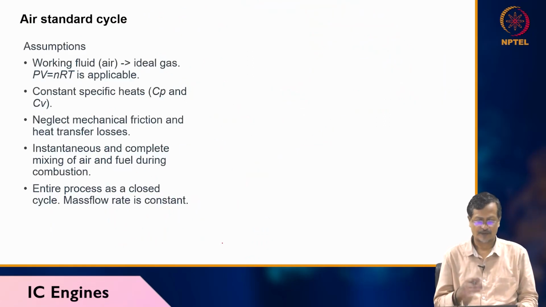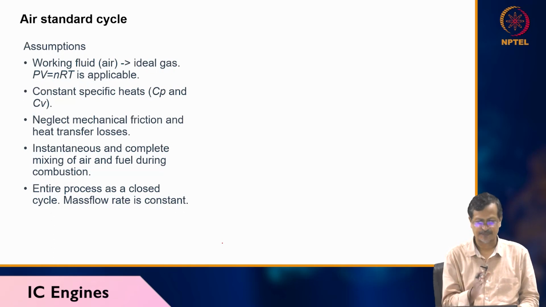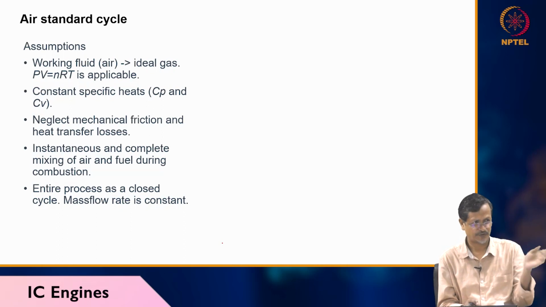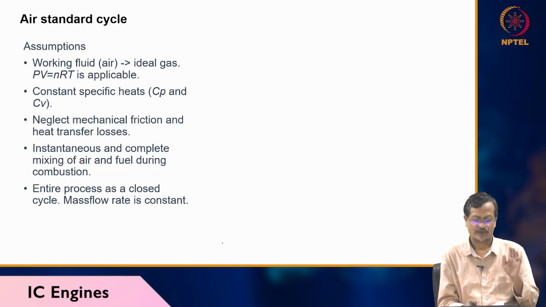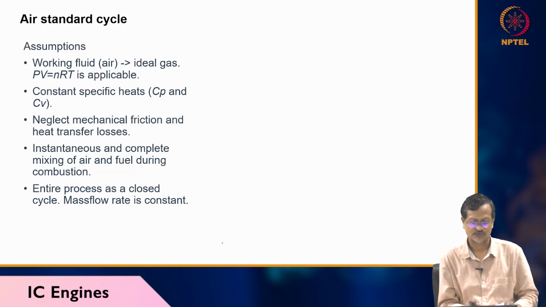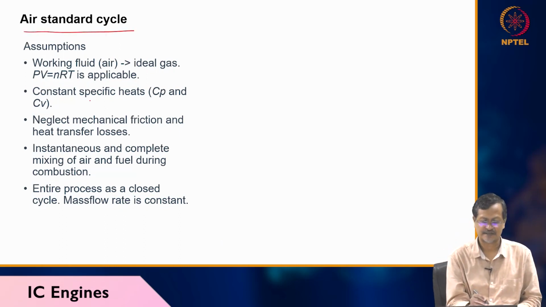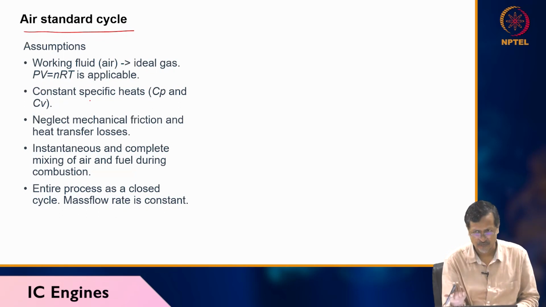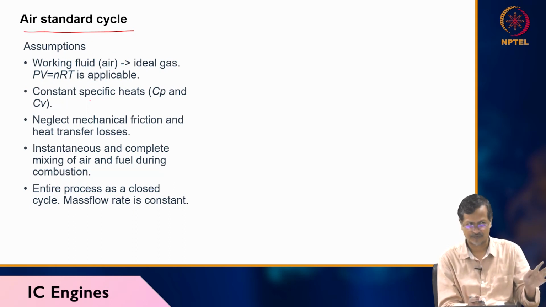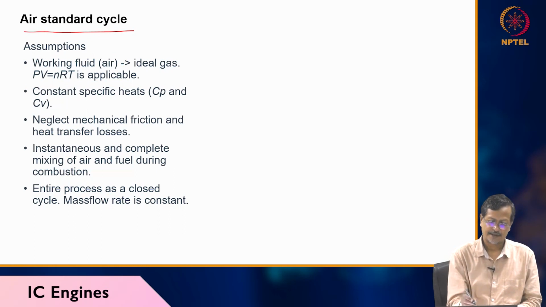So whenever you are talking about gas power cycle, we have two systems: one is the gas turbine system, and one is the IC engine system. Whenever talking about IC engine, we have to go through certain assumptions. First assumption, we will assume this is an air standard cycle, meaning air is the working fluid, and air is an ideal gas. Practically, it is not an ideal gas, but here we are assuming it is an ideal gas, gamma value 1.4.